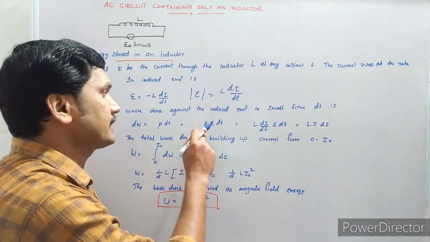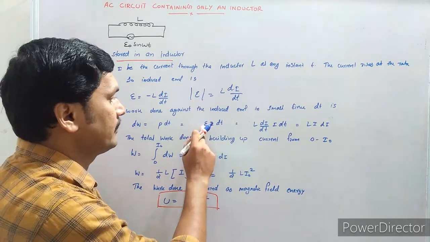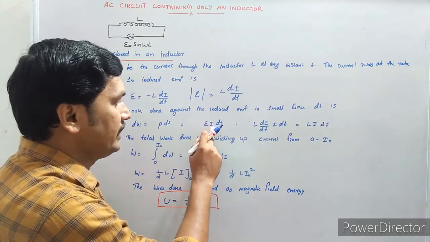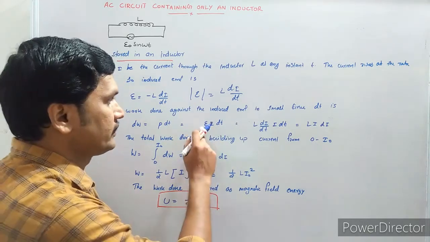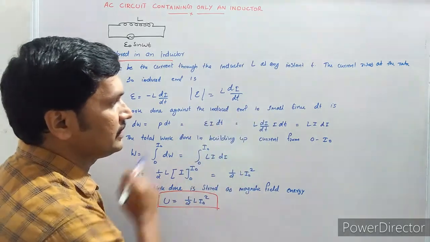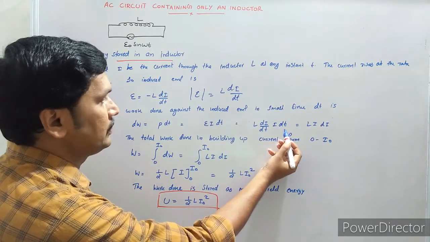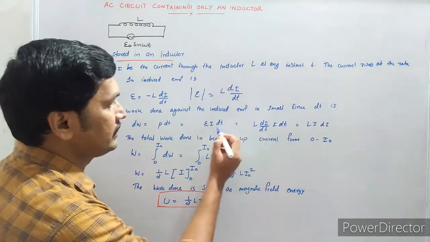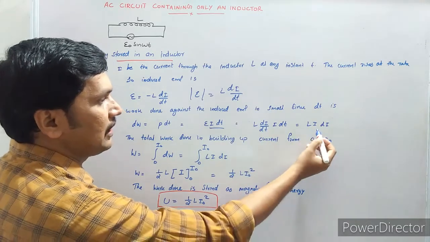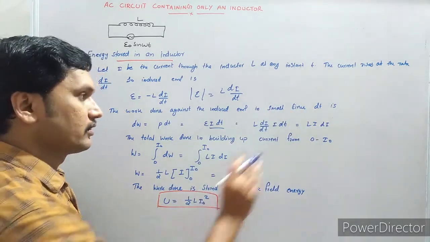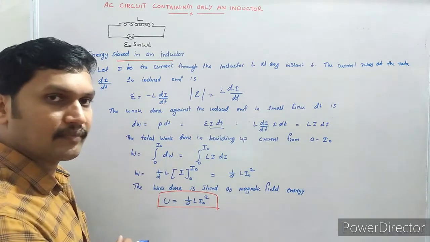So power we are writing as magnitude of induced EMF E into I into dt, EI dt. So E is equal to L di by dt, into I into dt. So dt and dt can be cancelled, L I into di. So this is the small work done.